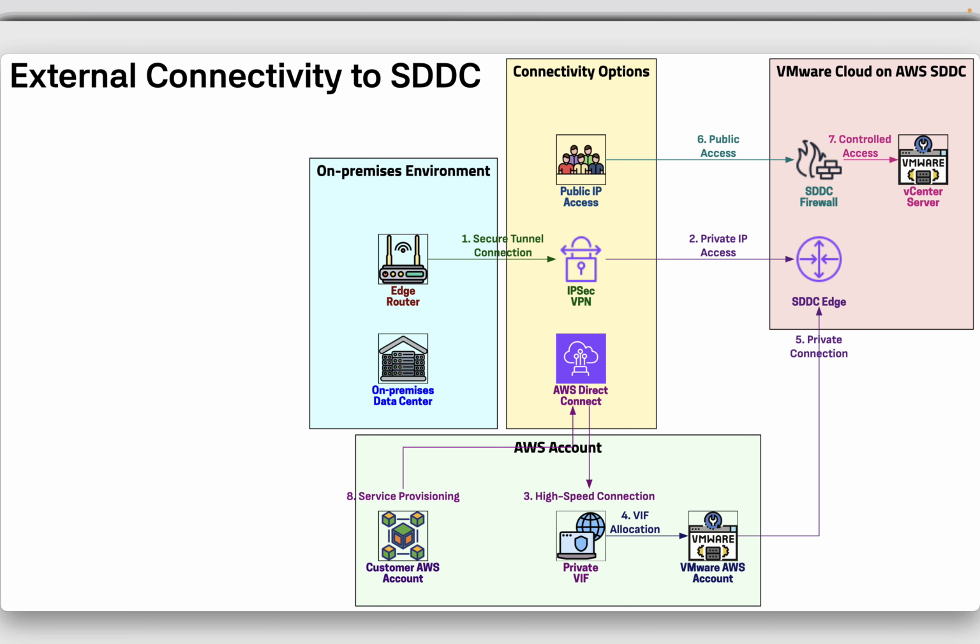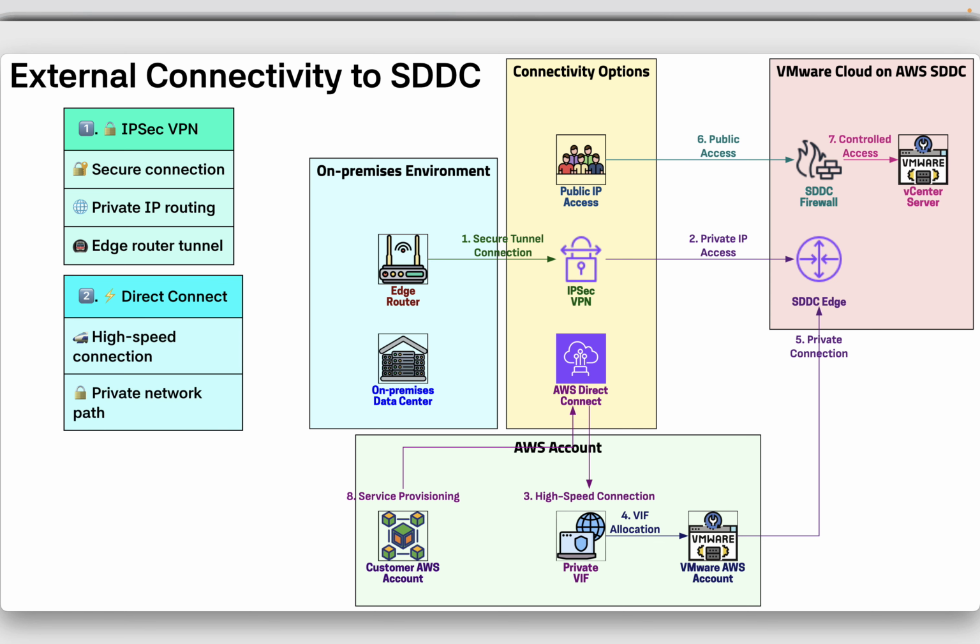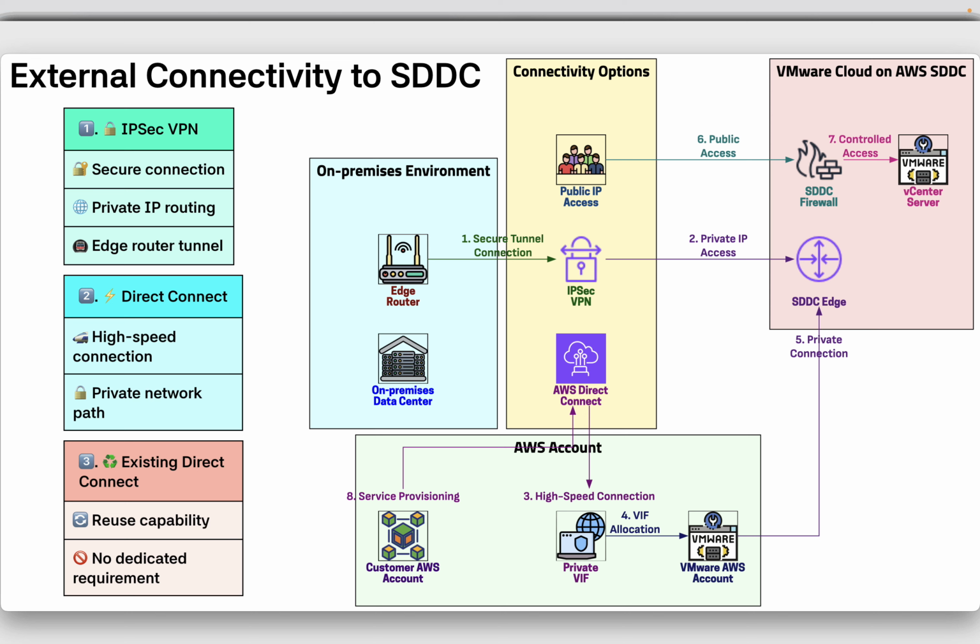External connectivity to SDDC. So first option is an IPsec VPN. The IPsec VPN is commonly used for maintaining a secure connection to the private IP address ranges of SDDC, utilizing a tunnel to the edge router. Next option is Direct Connect for a high-speed private connection to the SDDC. VMware Cloud on AWS supports the attachment of Direct Connect. Existing Direct Connect. So customers can utilize existing Direct Connect services. There is no requirement to provision a dedicated one specifically for the SDDC.